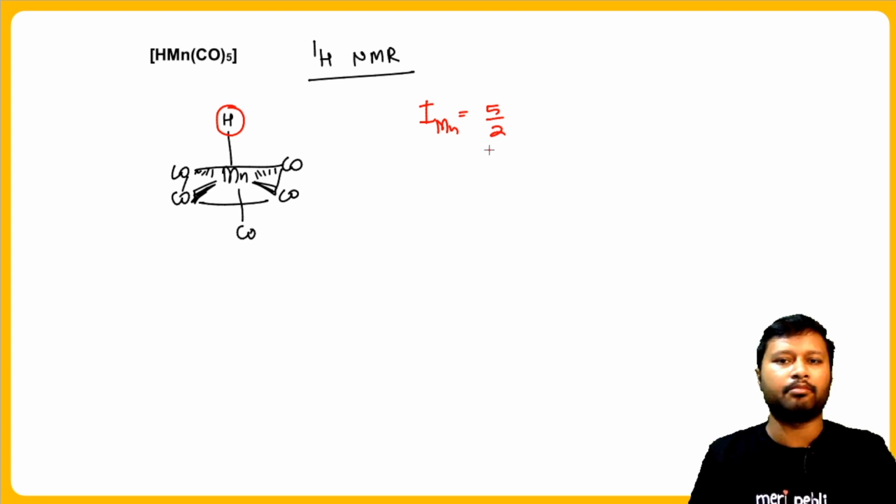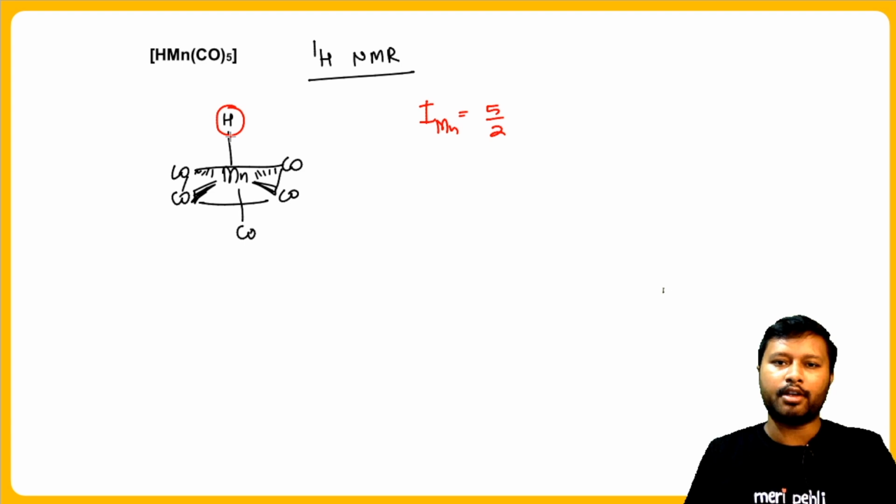Now these values will be given to you in the question, or at the end of this video I'll give you a list of all the known metals and their I values. Okay, so the list will be there. You can pause the video and take a screenshot of that. But for now I am just telling you that the I value of manganese is 5/2.